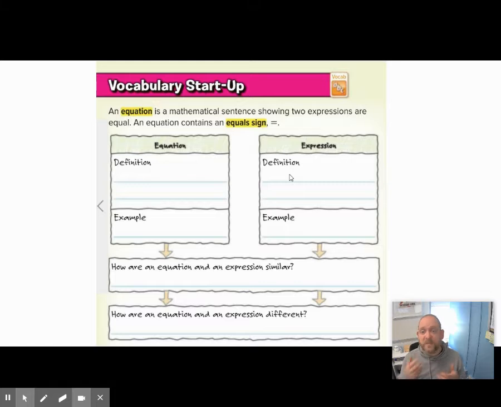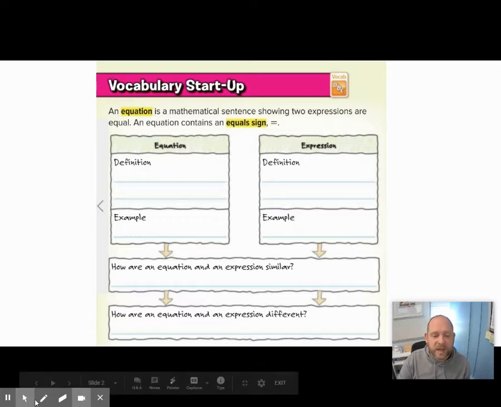So, big thing here. An equation is a mathematical sentence showing that two expressions are equal. This contains an equal sign. So an equation is going to contain an equal sign. So the question the book wants us to ask is, what's the difference between an equation and an expression? So again, our equation definition is right up above. An equation is a math sentence showing that two expressions are equal.